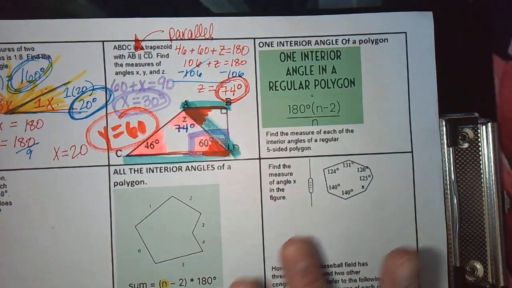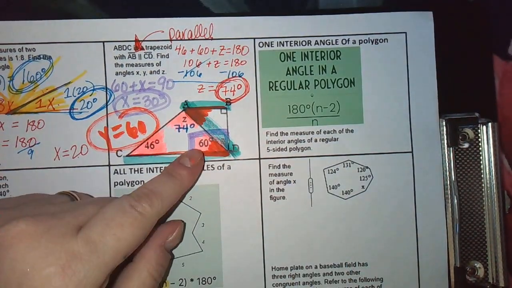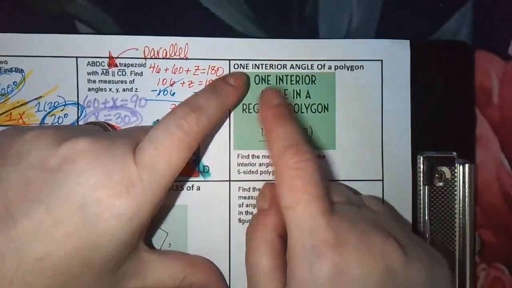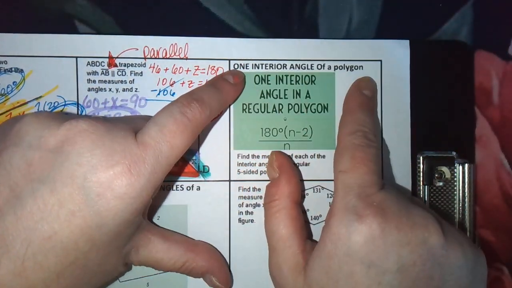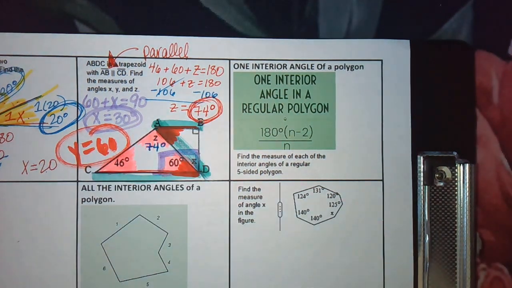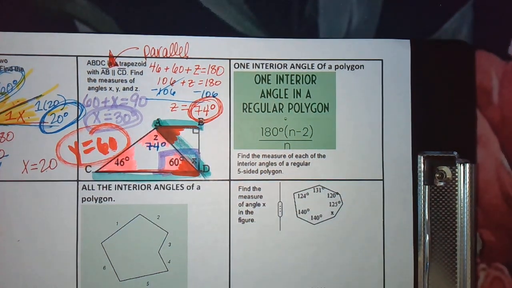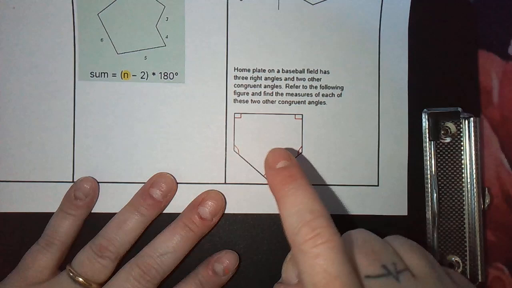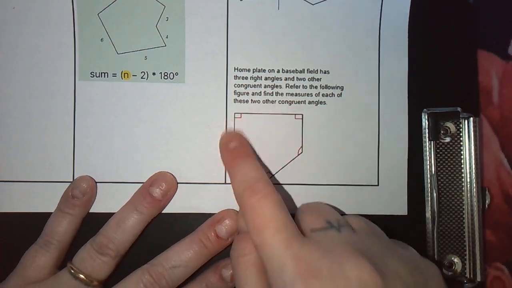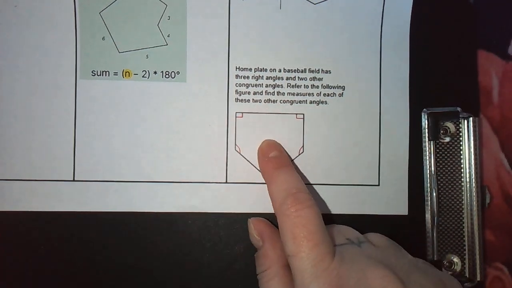Okay, let's keep going on. We're going to talk about not just a triangle, but any old shape. So the next thing is how to find one angle of a polygon. And a polygon is anything bigger than a square. Maybe it has 5 sides, 6 sides, 7 sides. These two pictures down below are polygons. This home plate on a baseball field, it's a polygon.